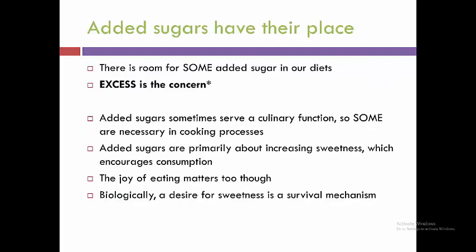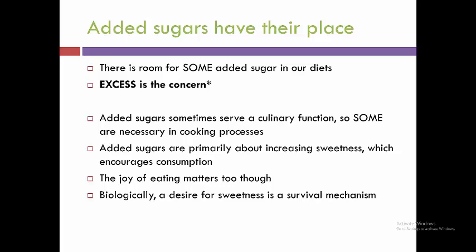More to come. So added sugars have their place. There's certainly some room. We don't want to live like we're some sort of sugar Nazis, right? We want to enjoy fun. That's part of our psychological wellness. Deprivation is not a healthy psychological state of mind, nor is excess. It's all about balance and moderation.